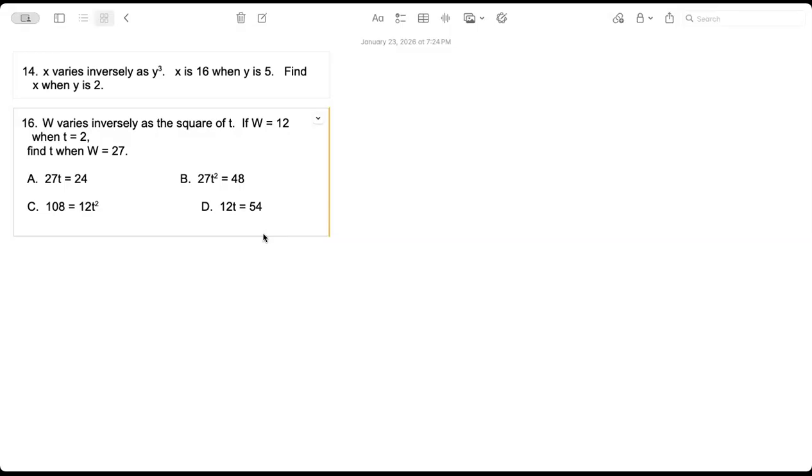In the first problem, is there a period after the y cubed? Yes, after cubed. Okay. X varies inversely as y cubed. That means x and y cubed are your quantities. So varies inversely means x equals k by y cubed. Can you try that?